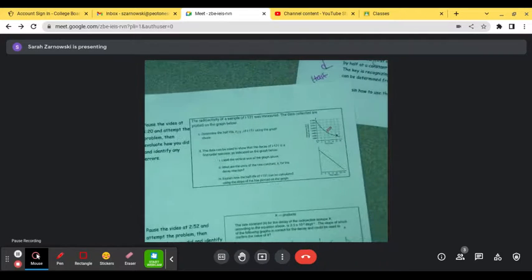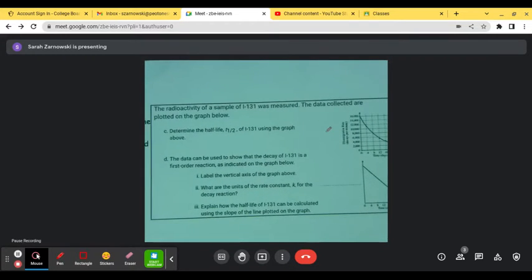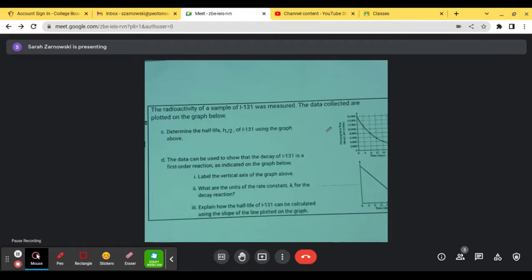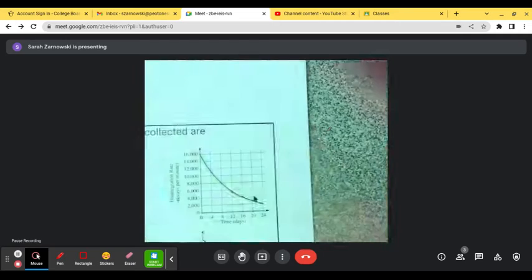On to the next couple problems here. Okay. It says the radioactivity of a sample of iodine-131 was measured. The data collected are plotted on the graph below. Determine the half-life t 1/2 of I-131 using the graph above. Okay. So we need to figure out what is the half-life. So I'm going to go to this graph here, and I know it's kind of hard to see.